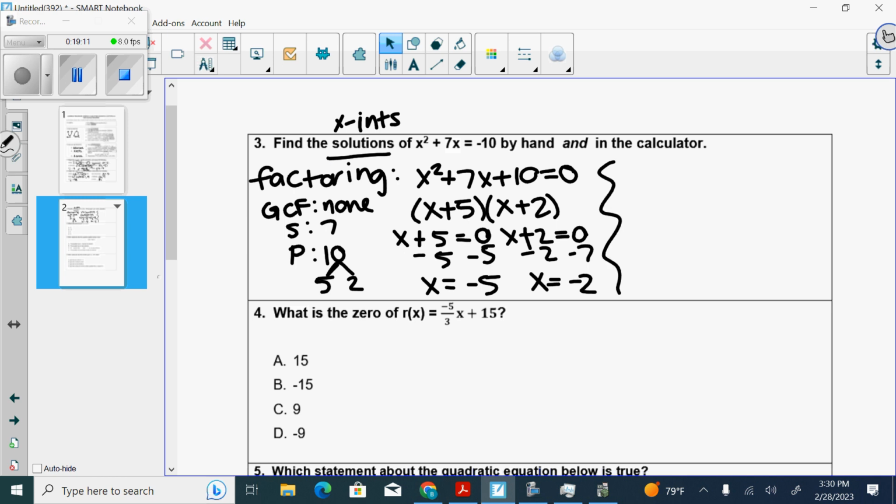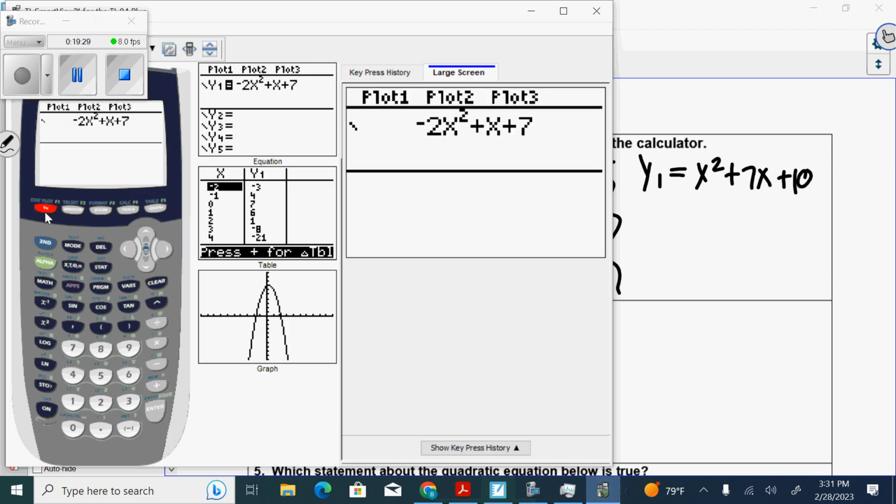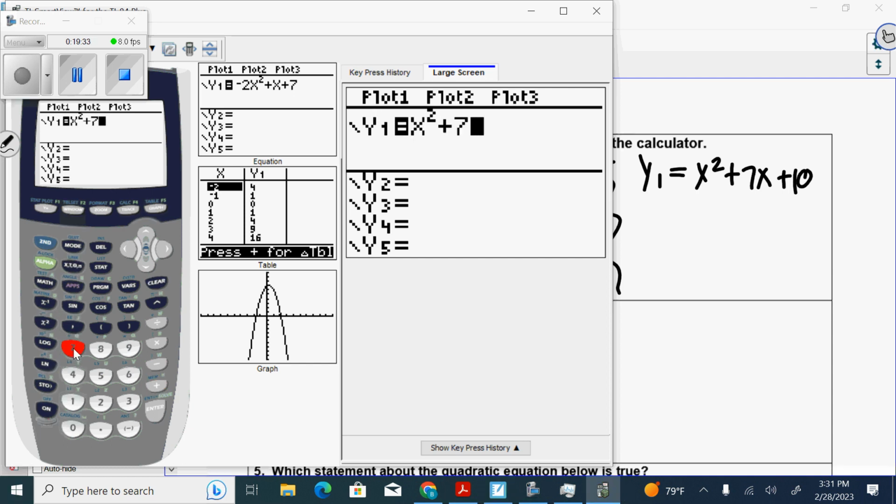If I was going to do it in the calculator, the first thing we do is put it in y1, right? So in y1, I would type in this equation, x squared plus 7x plus 10. I'm going to come over here and type that in.